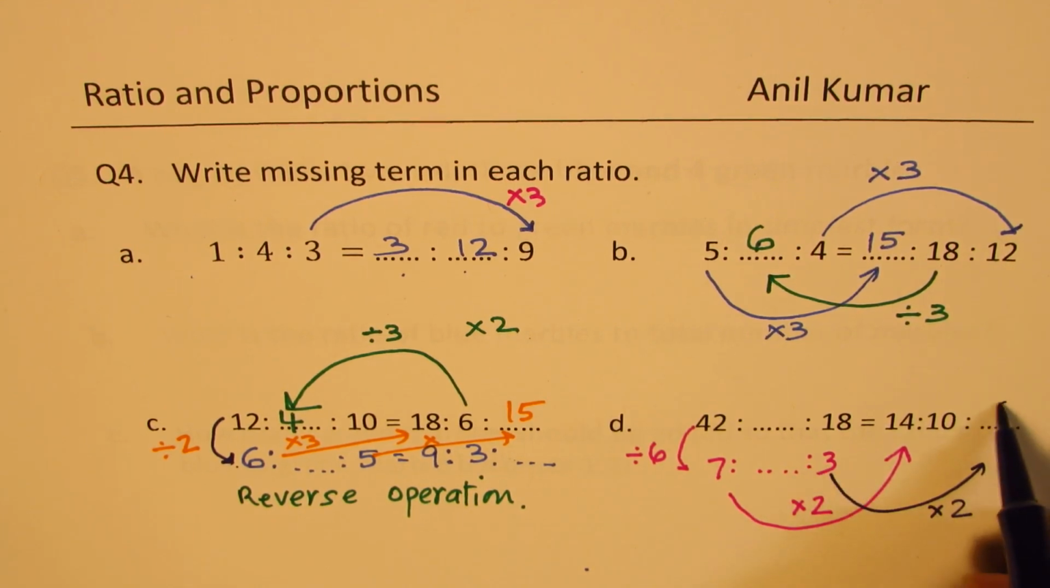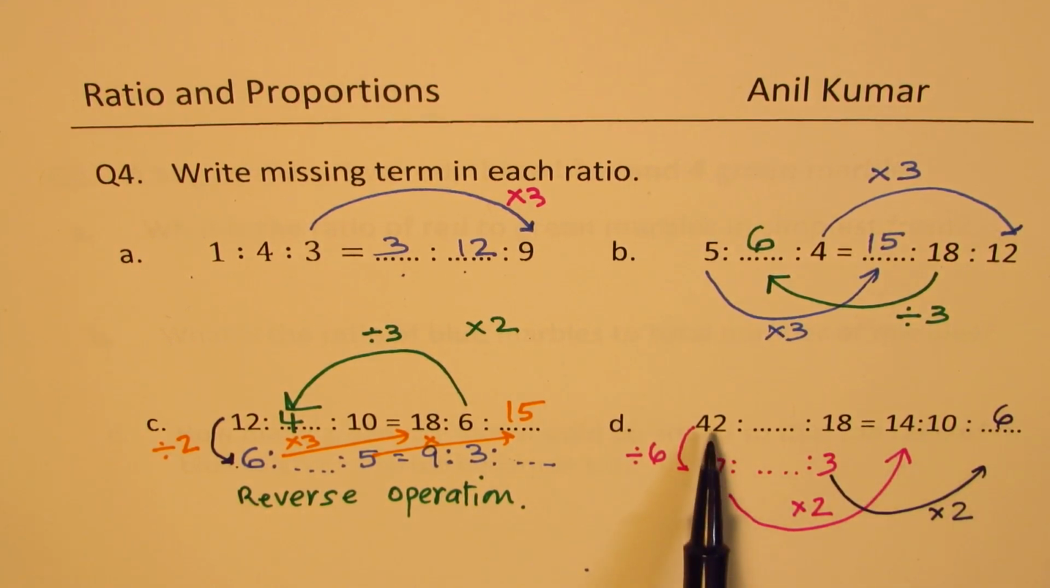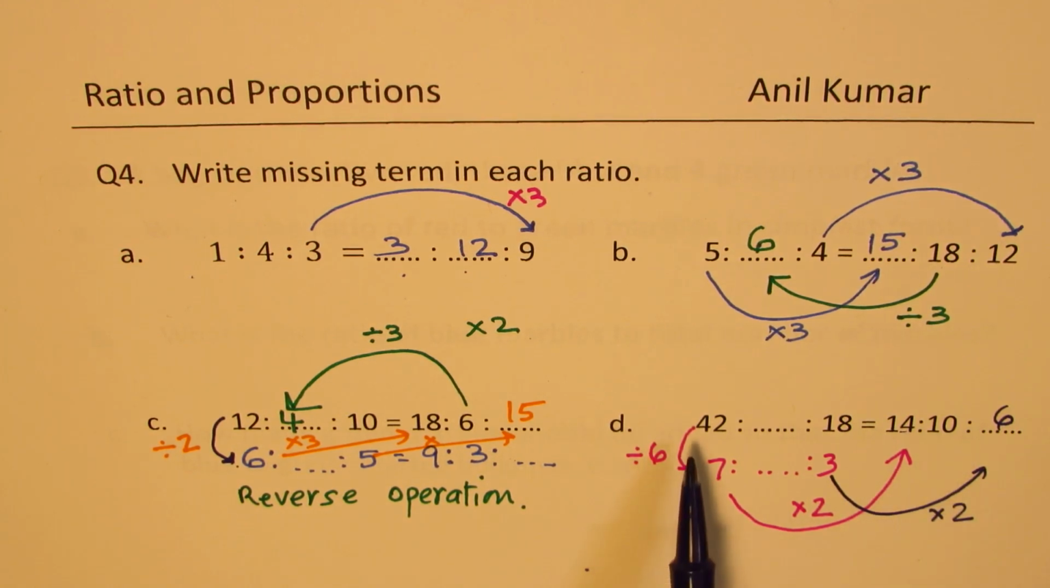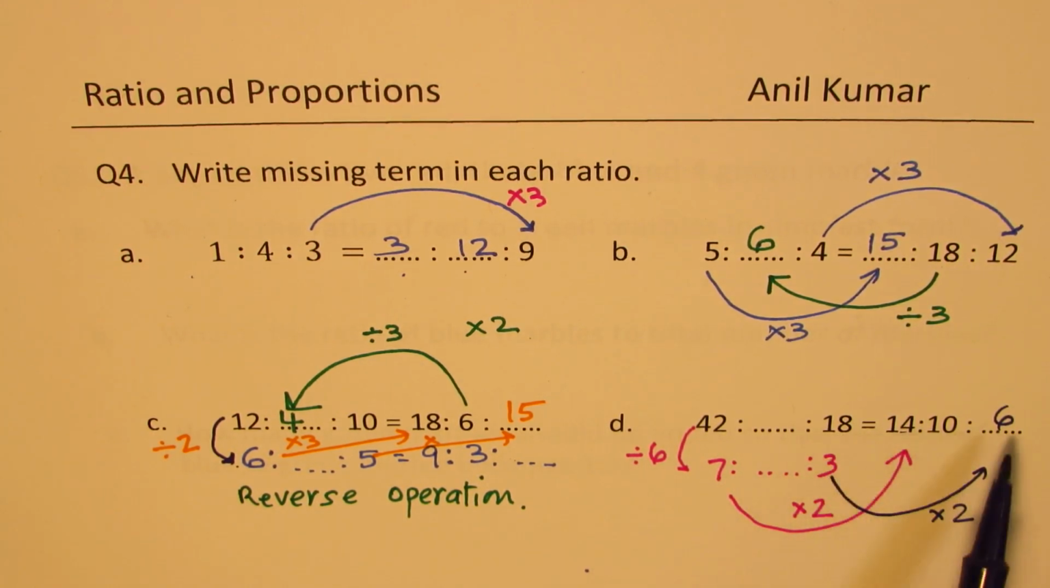So times 2 is 6. So we get this number as 6, right? Now, the numbers on the right should be smaller than the numbers on the left, as you can see by comparison. 42 to 14, 18 to 6. Does that make sense to you?